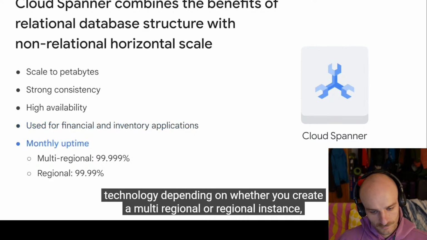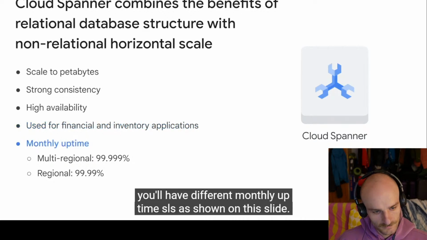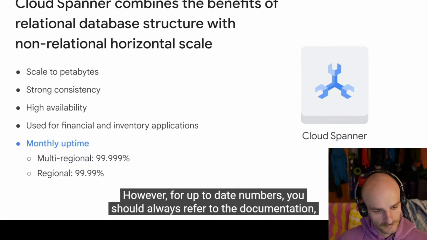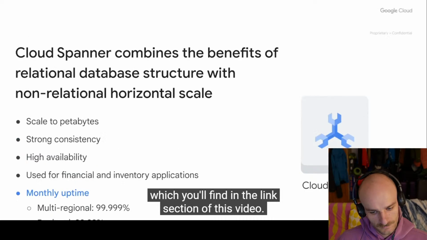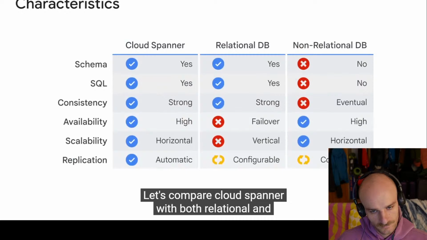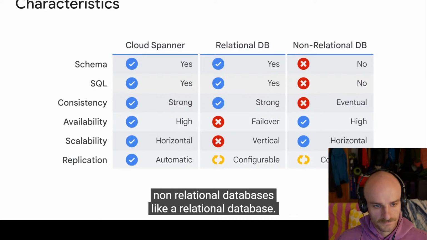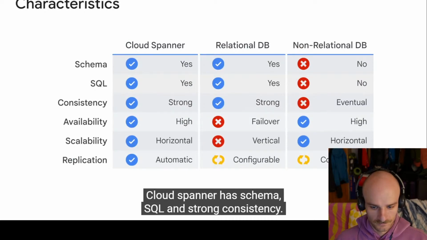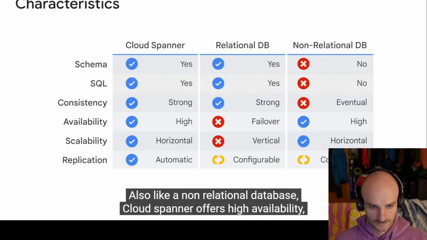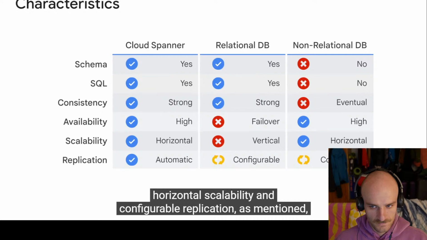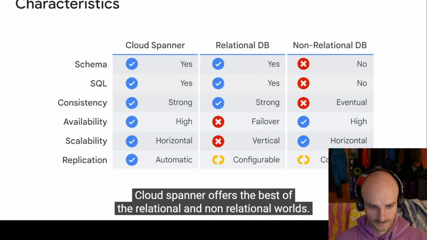Depending on whether you create a multi-regional or regional instance, you'll have different monthly uptime SLAs, as shown on this slide. However, for up-to-date numbers, you should always refer to the documentation, which you'll find in the link section of this video. Let's compare Cloud Spanner with both relational and non-relational databases. Like a relational database, Cloud Spanner has schema, SQL, and strong consistency. Also, like a non-relational database, Cloud Spanner offers high availability, horizontal scalability, and configurable replication. As mentioned, Cloud Spanner offers the best of the relational and non-relational worlds.